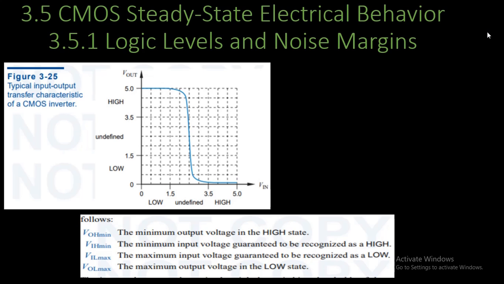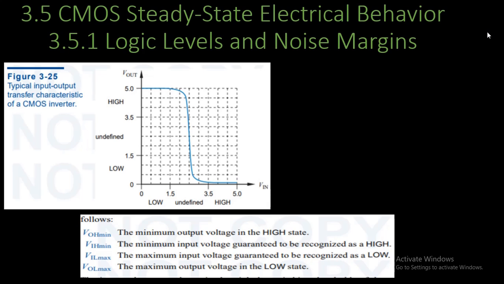3.5.1 Logic levels and noise margins. The CMOS inverter's behavior was described only at two discrete input voltages. Other input voltages may yield different output voltages. The complete input-output transfer characteristic can be described by a graph such as Figure 3-25. In this graph, the input voltage is varied from 0 to 5 volts, as shown on the x-axis, and the y-axis plots the output voltage.